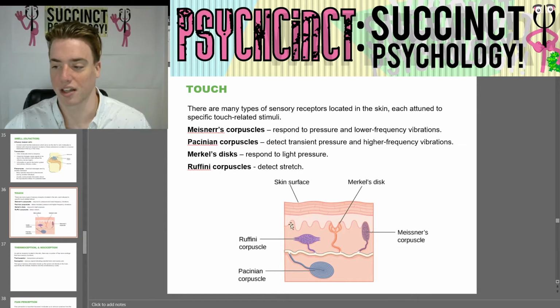Next, just going down a list of senses, we have touch. So there are many types of sensory receptors located in the skin, each attuned to specific touch-related stimuli. So we have Meissner's corpuscles, I don't know how to say that properly, which respond to pressure and lower frequency vibrations. We have Pacinian corpuscles, which detect transient pressure and higher frequency vibrations. Then we have Merkel's discs, right here, which respond to light pressure, and Ruffini corpuscles, which detect stretch.